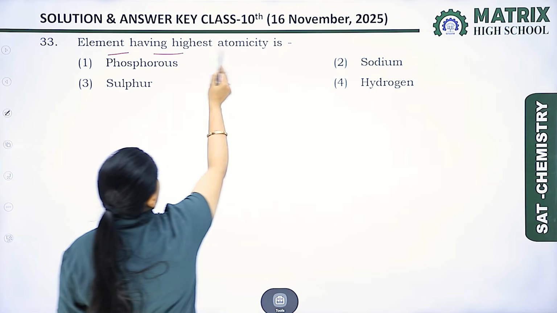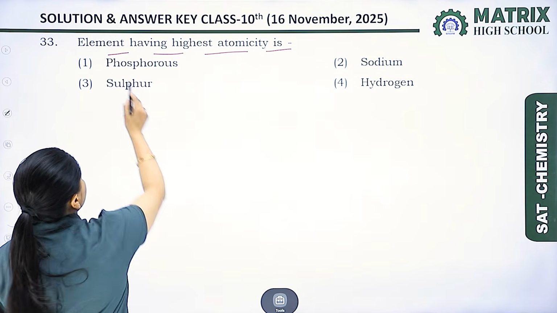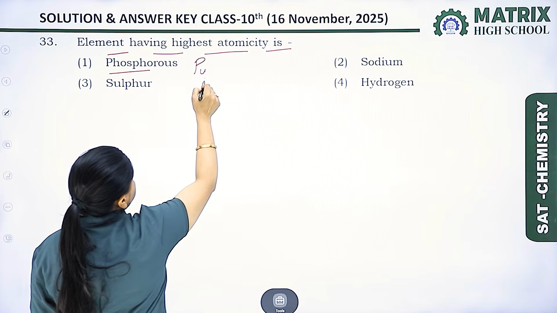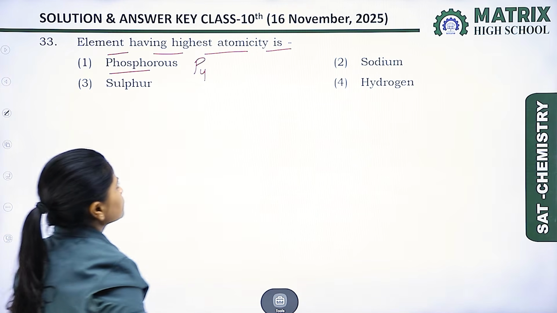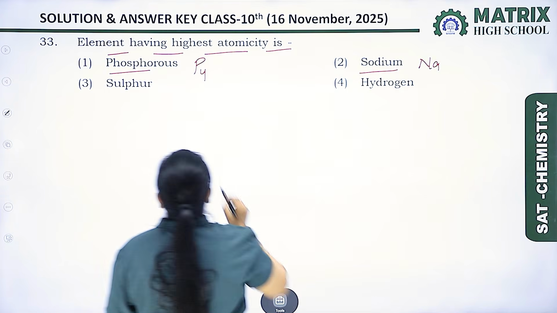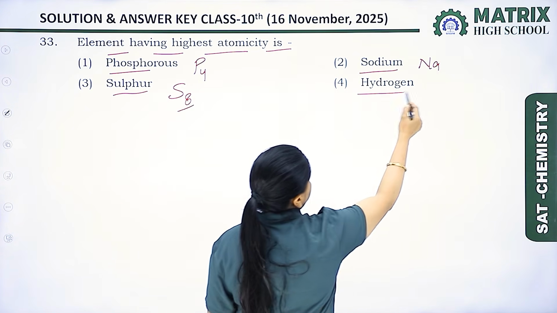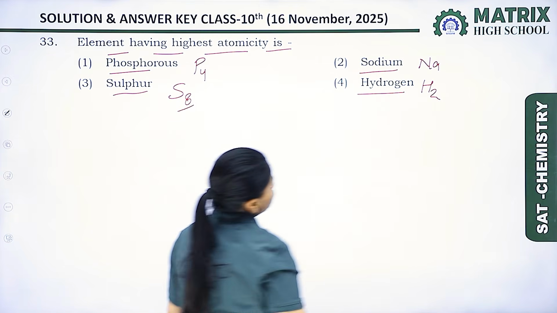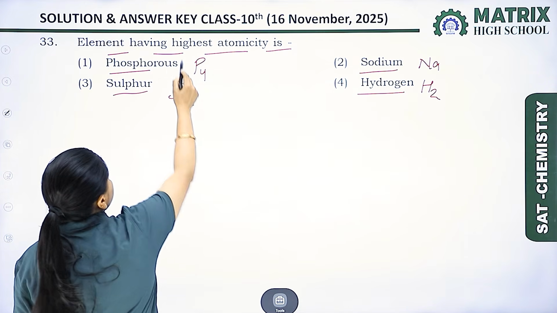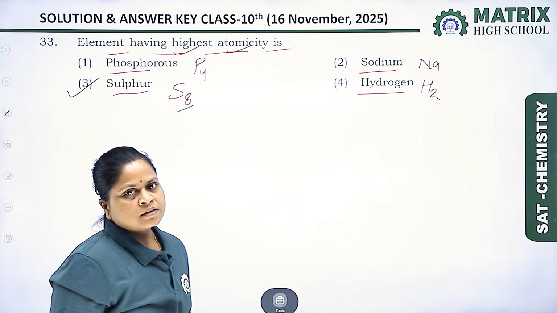Element having highest atomicity. Let's discuss the options. Phosphorus, as we know the atomicity of phosphorus is 4. Sodium, the atomicity of sodium is 1. Sulfur, the atomicity is 8. And hydrogen, the atomicity is 2. So, we have to choose highest atomicity. So, the answer is option 3.